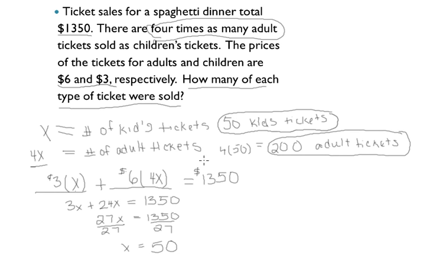I can go back and double check. I can multiply the price of $3 times the 50 and the price of $6 times the 200 and double check that I actually do get $1,350 and my answer works.